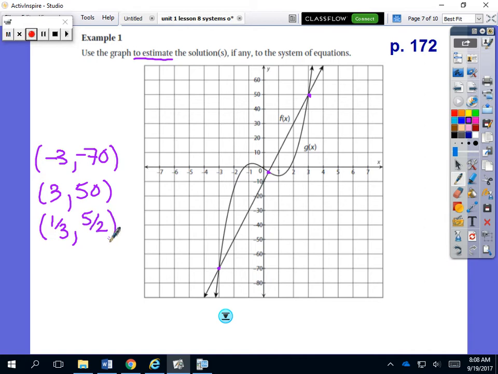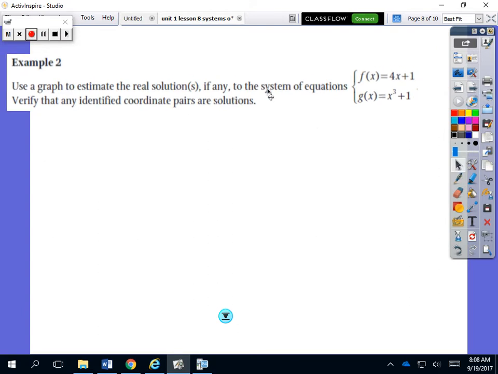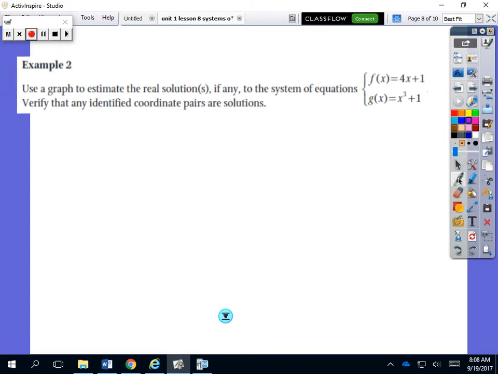You could put it in decimal, I don't care. So that's what you would put for your solution there. You have 3 points of intersection. This one, I want you to change it. It says to use a graph, but this one you can get in the table. So I want to change this to the table. Use the table.